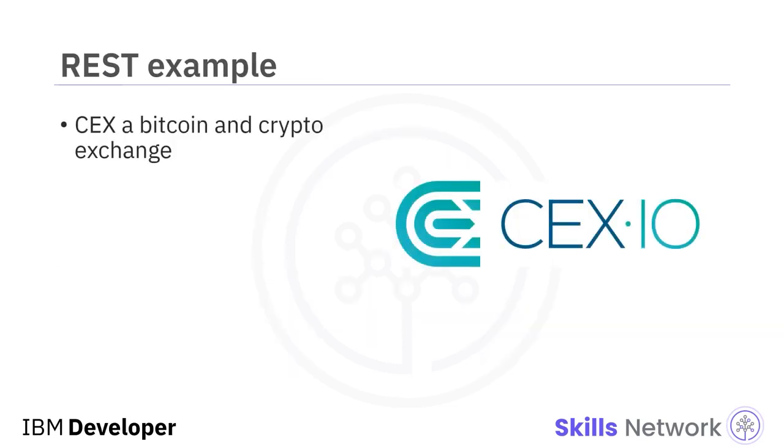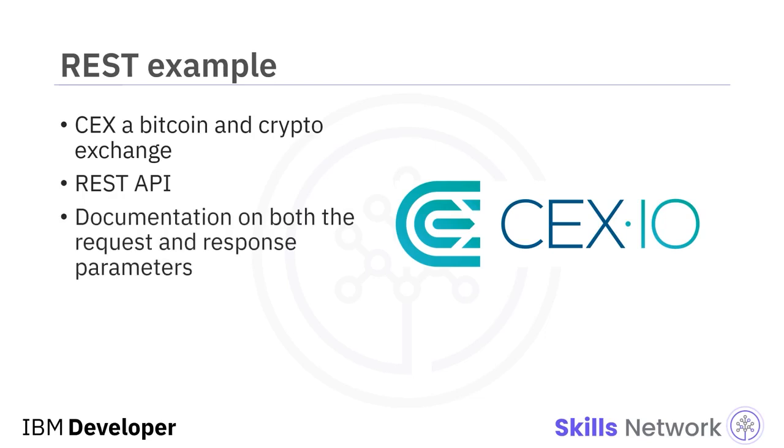Let's look at an example of REST. The CEX.io is a cryptocurrency exchange. It provides developers Bitcoin, other crypto prices, and market data through REST API. CEX has documented all API calls in their developers section with detailed information on both the request and response parameters, all in a simple JSON format, as well as sample requests and code snippets in JavaScript, Python, C#, and Java. For example, you can request the last price of a currency pair through their public API.